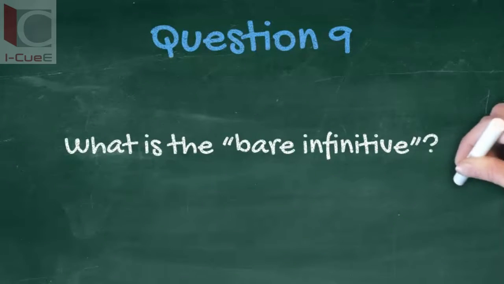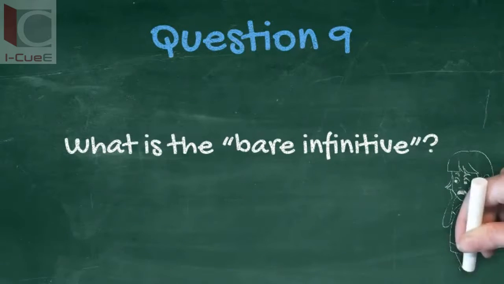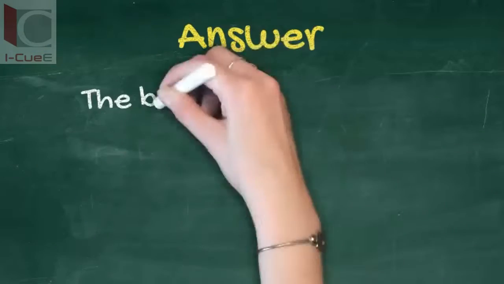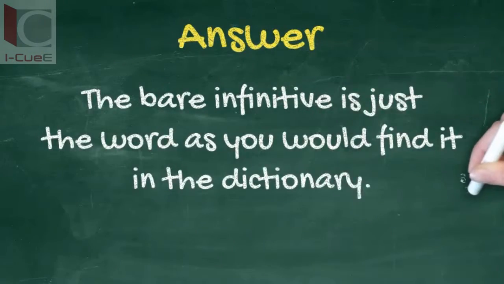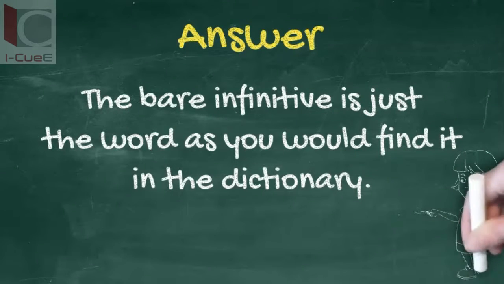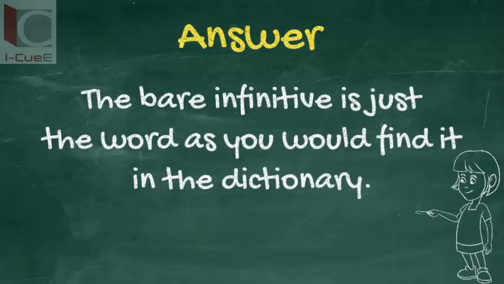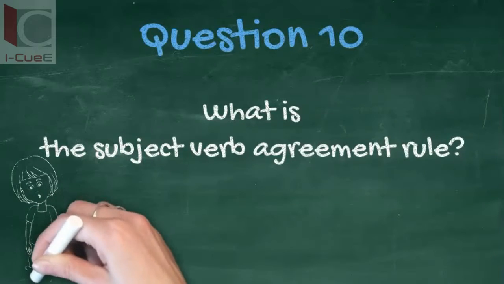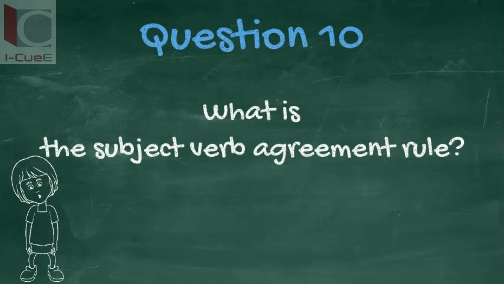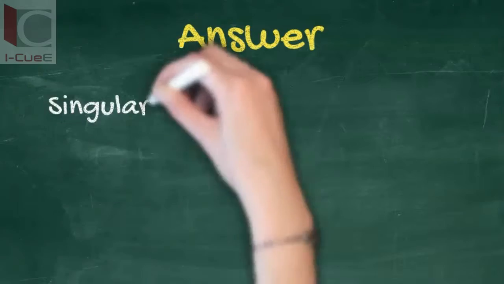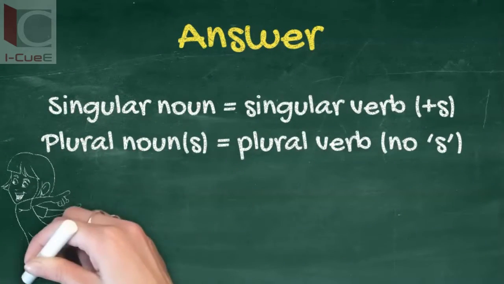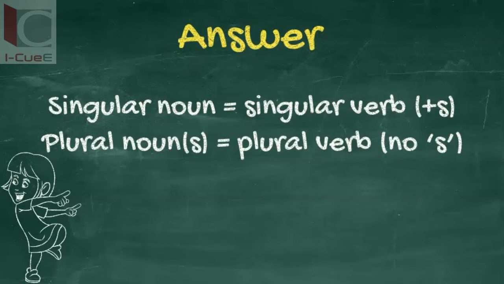What is the bare infinitive? The bare infinitive is just the word as you would find it in the dictionary. What is the subject-verb agreement rule? Singular noun equals singular verb plus S. Plural nouns equal plural verb, no S.